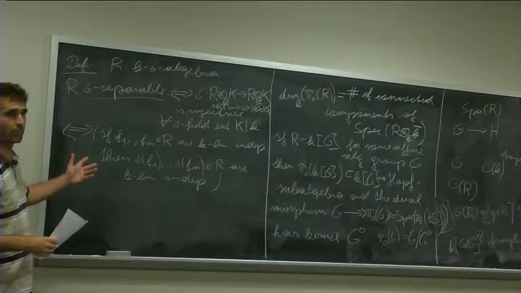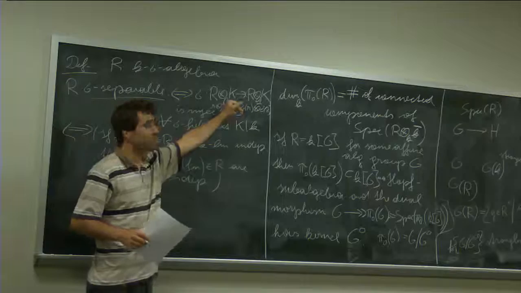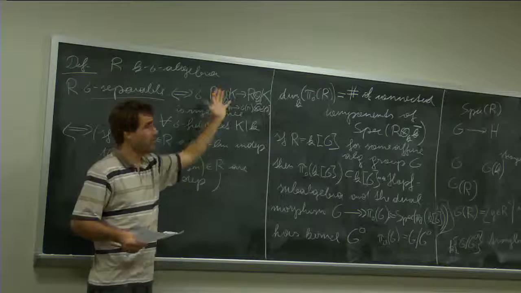So in general, if you have a K-sigma algebra such that sigma is injective on R, it might happen that if you extend the base field, sigma does not stay injective. But if it stays injective for all extensions of the base field, then we call that sigma separable.